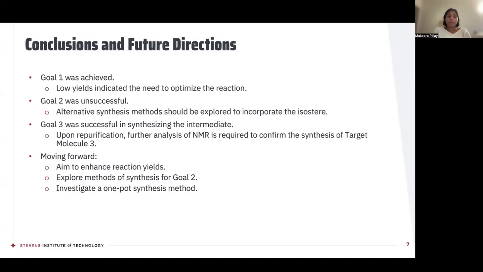Moving forward, we aim to enhance reaction yields by optimizing reaction conditions. We aim to explore methods of synthesis in order to achieve goal 2, and we aim to investigate a one-pot synthesis method in order to streamline the process.